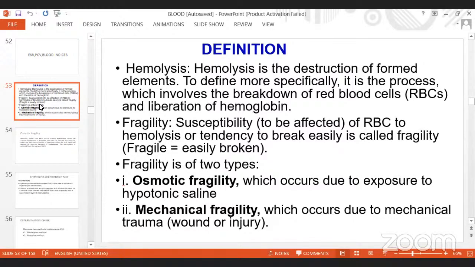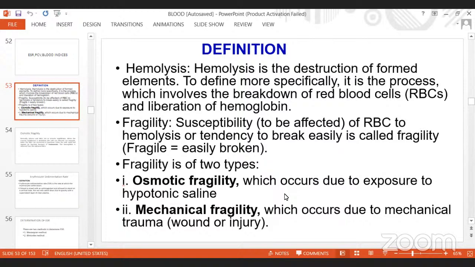RBCs are more fragile. There can be a mechanical destruction, and also there is osmotic fragility. Osmotic fragility means if the cells are exposed to hypotonic saline, the cells will rupture. And mechanical fragility occurs due to mechanical trauma, that is, a wound or injury.